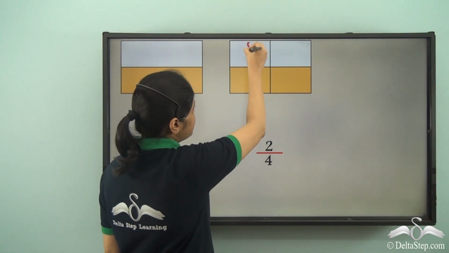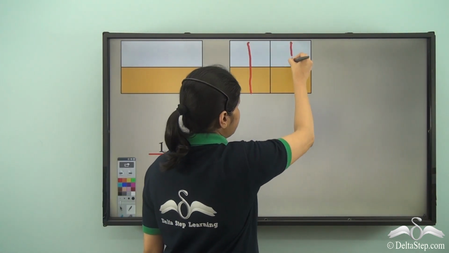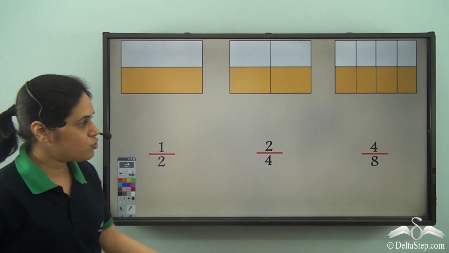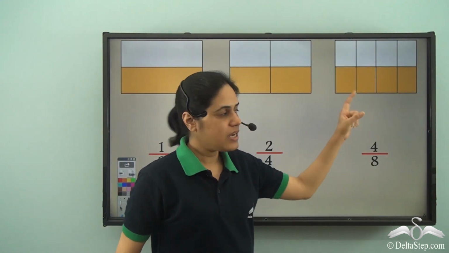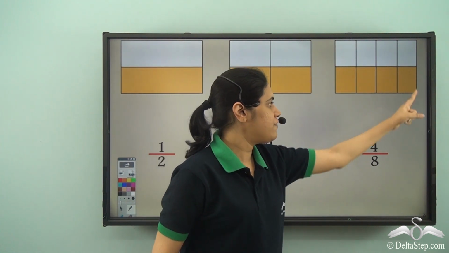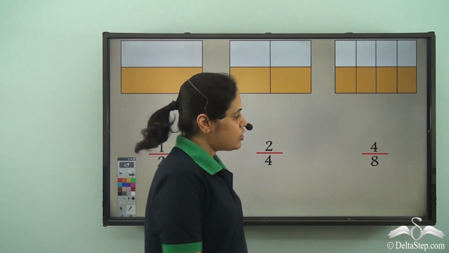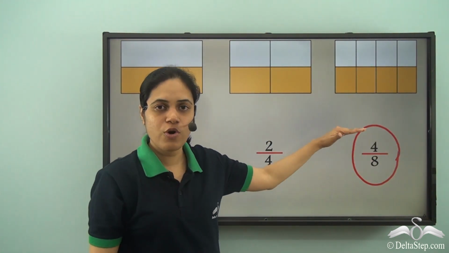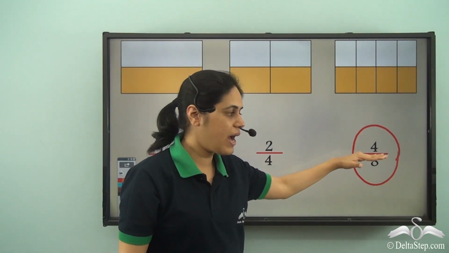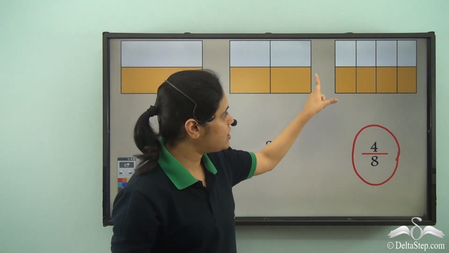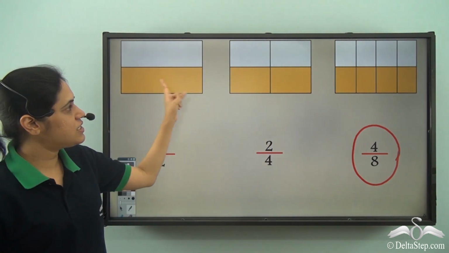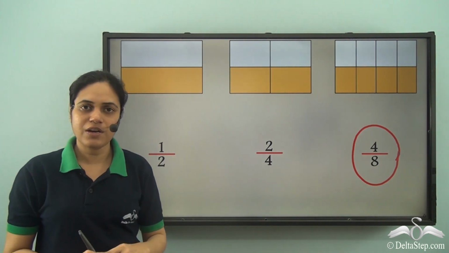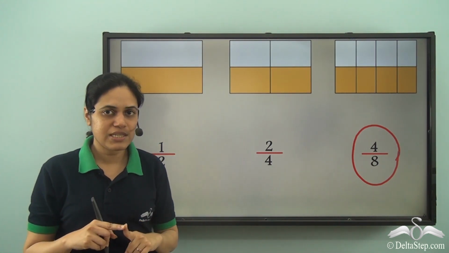Similarly, if I once again divide each part into 2 equal parts, then I'll have a total of 8 equal parts, and 1, 2, 3, 4 parts are shaded. So the fraction representing the shaded area will be 4 by 8. But this shaded area is the same as this shaded area, and it is the same as this shaded area. Also, the total is the same.